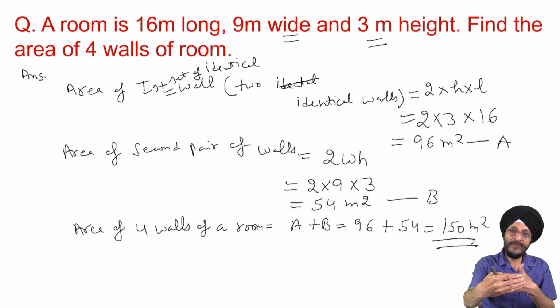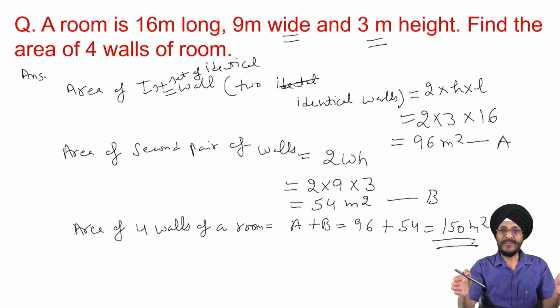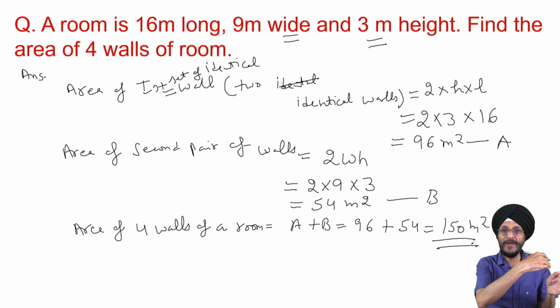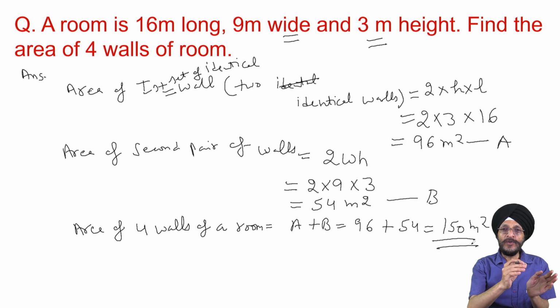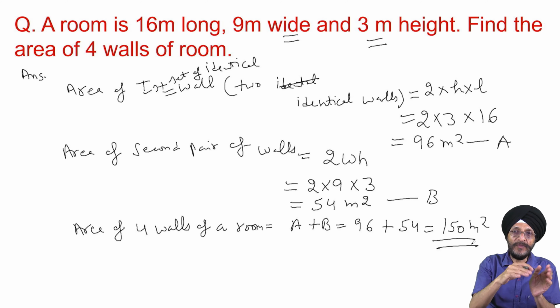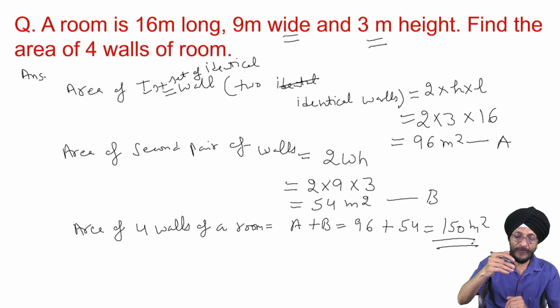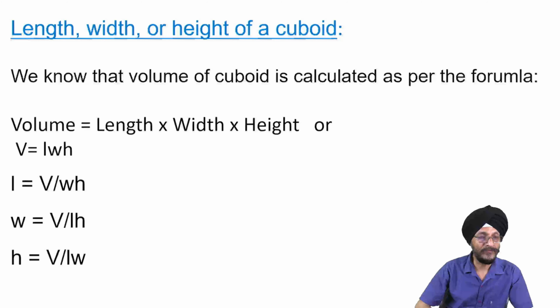So first we will calculate the area of the first pair of walls, which is 2 multiplied by length into height. Then the sideways walls can be calculated by 2 multiplied by width into height, and by adding the areas of these two pairs of walls you finally come out with the area of 4 walls of a rectangular room.